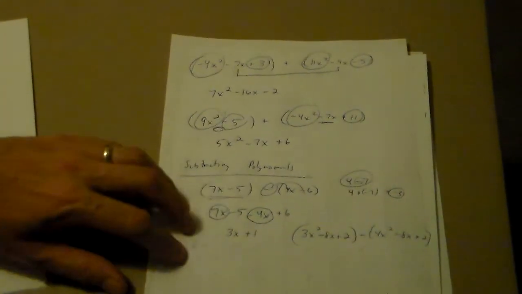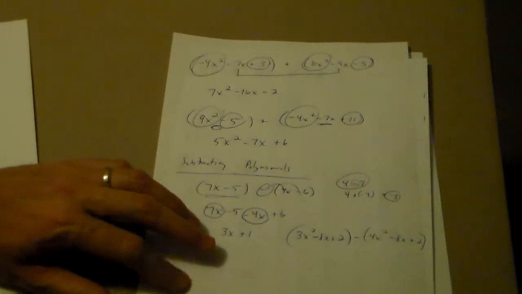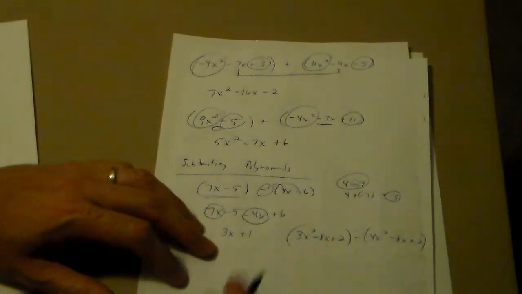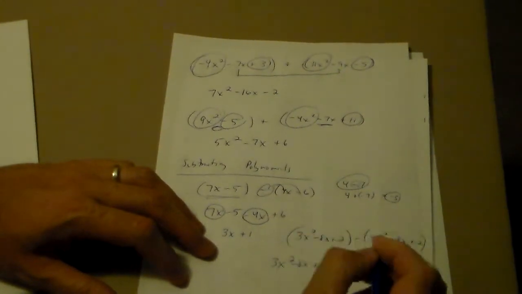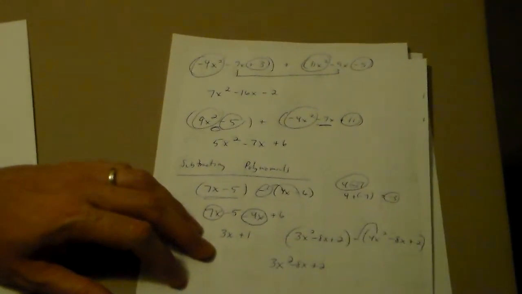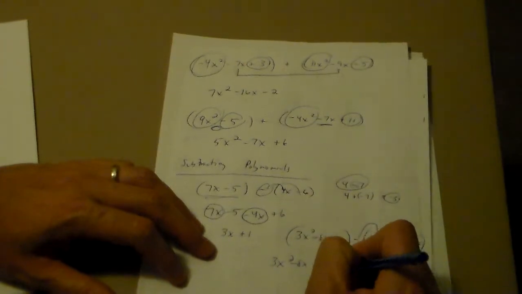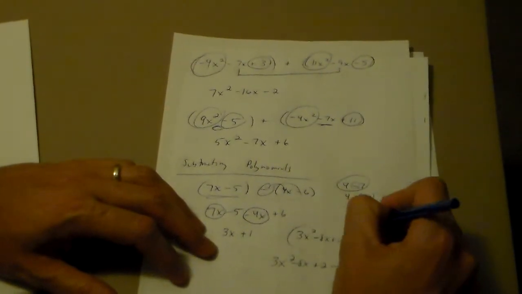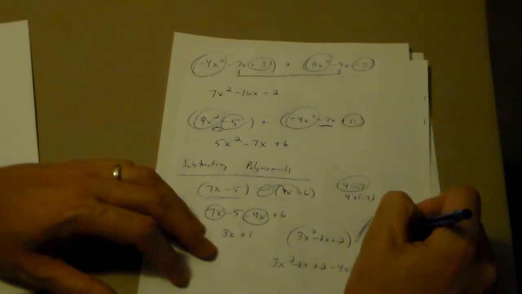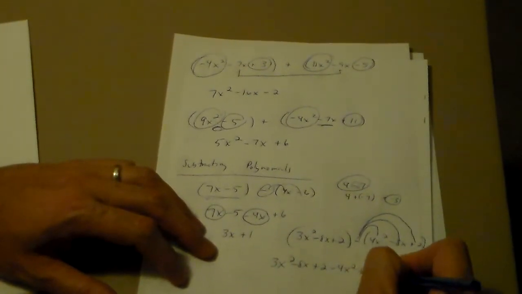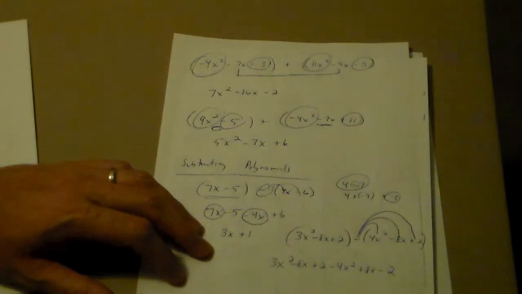All right, so we got one here. Another subtraction problem. Rewrite your first one: 3x squared minus 8x plus 2. This makes this a negative 4x squared. This makes this a plus 8x. This makes this a minus 2. And now you combine your like terms.